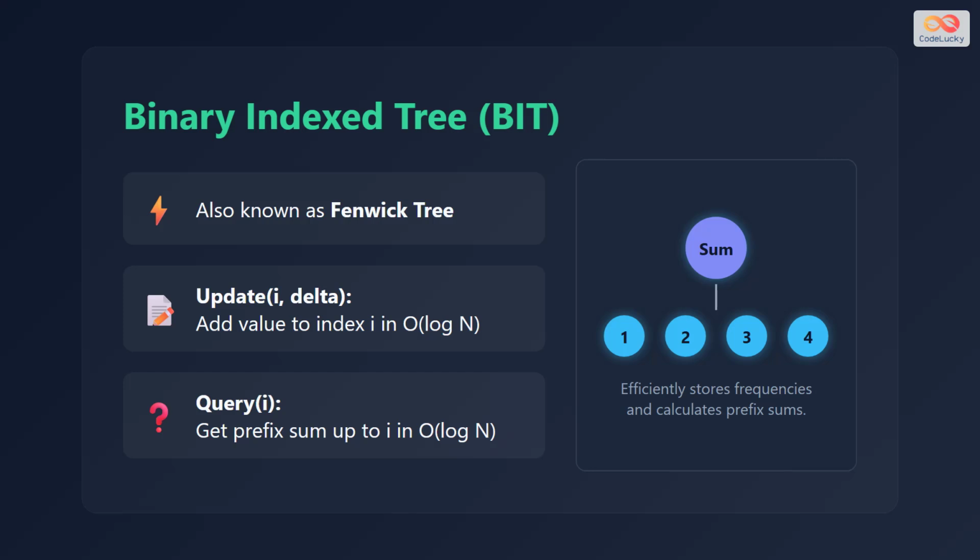The perfect data structure for this is a binary index tree, or BIT. It allows us to perform two operations very efficiently: updating a value at an index and calculating the prefix sum up to an index. Both operations take logarithmic time, O(log n) here. The sum will represent the count of numbers seen so far.